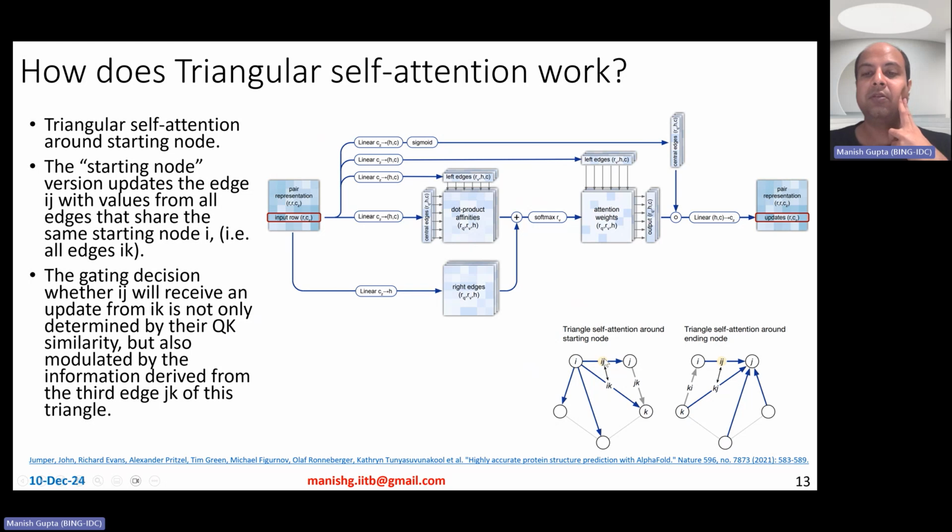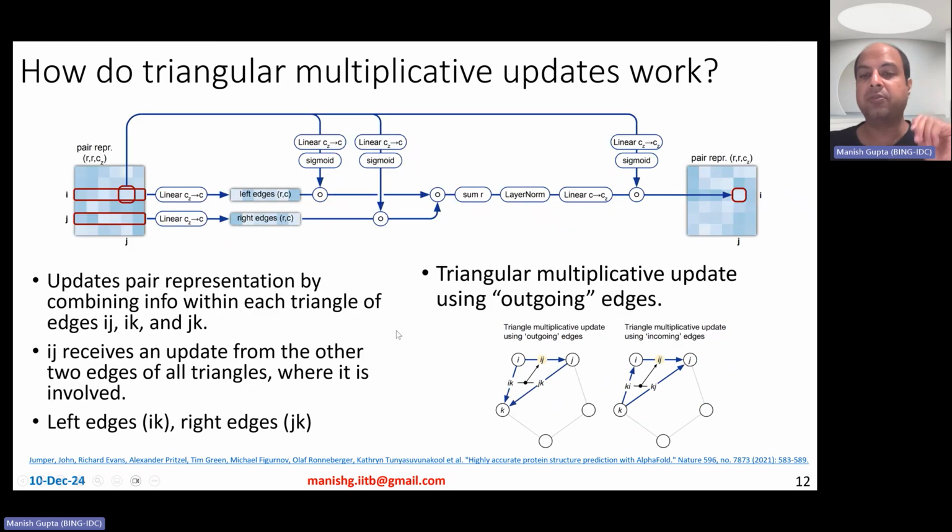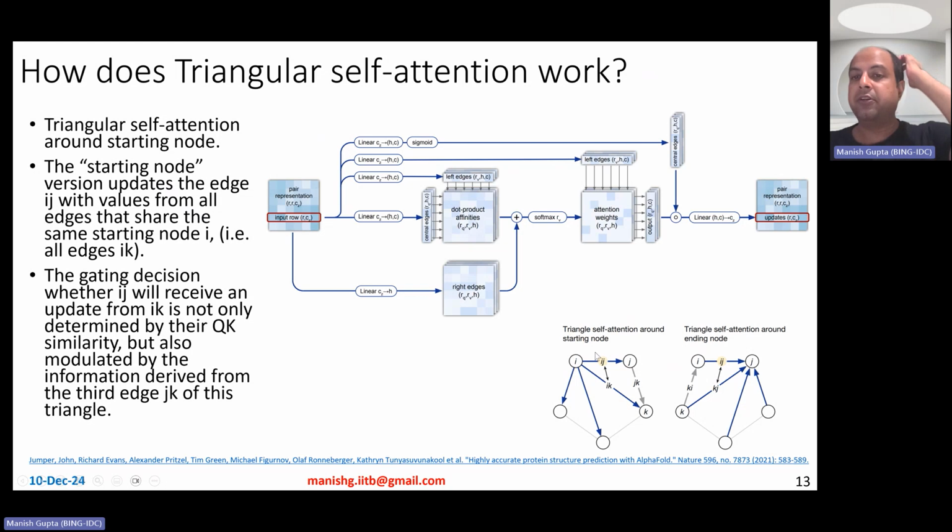But it's going to update the representation for ij based on all other outgoing edges from i. So remember, this is slightly different from the previous one, because in the previous one you depend on pairs of edges at a time to define the update to ij. But here you're going to do the update altogether for all of those edges which go out from i, and you're going to define the gating function by looking at the features of the jk edge.